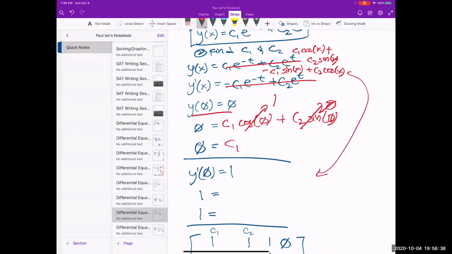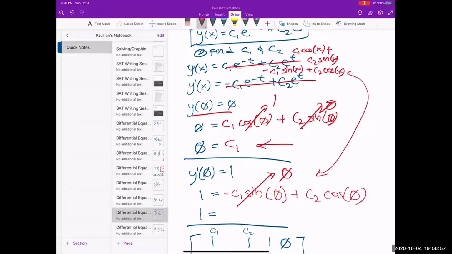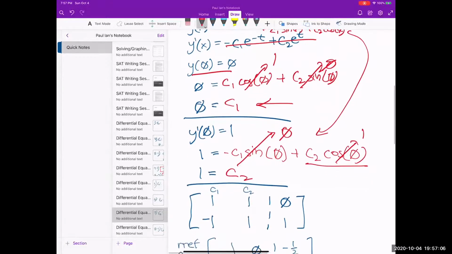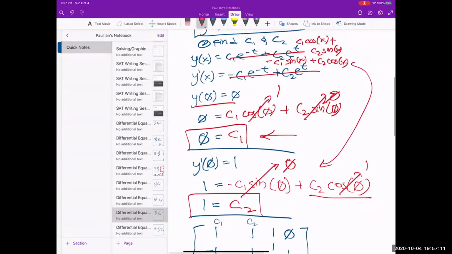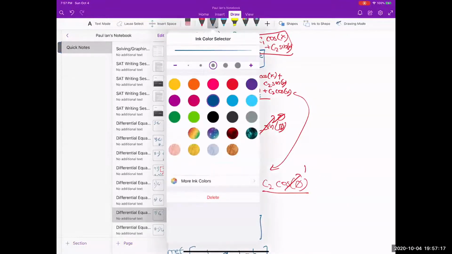Let's look at this one. It's minus C1 sine of 0 plus C2 cosine of 0. C1 was 0, right? You got that from the first initial condition. So now you only have C2 cosine 0, which is 1. So C2 equals 1, and C1 equals 0. Then plug that back into your equation, and then what do you get?